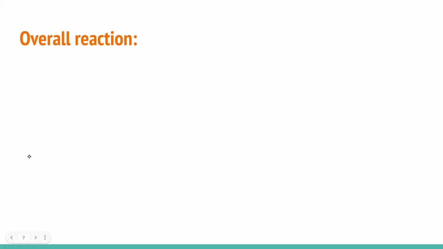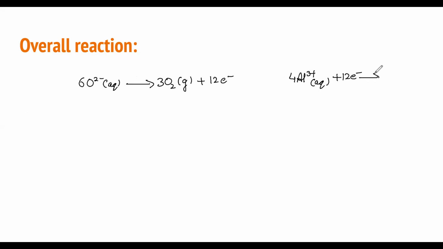So for the overall reaction, let us write the half equations again. The half equations were 6O2- aqueous giving 3O2 gaseous plus 12 electrons, and 4Al3+ aqueous plus 12 electrons, giving 4Al liquid. Yes, now let's add these two equations.